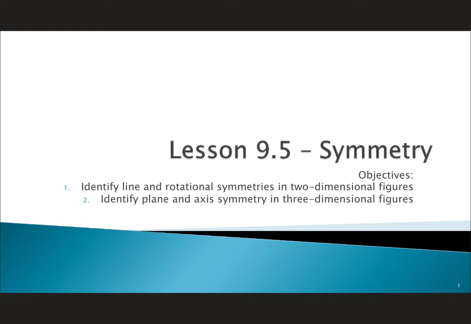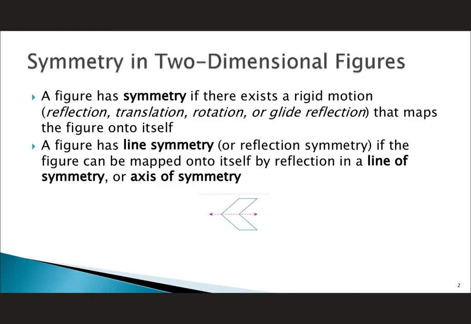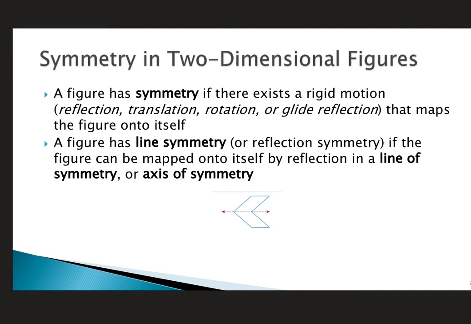Now, symmetry. The basic meaning of symmetry is, cut things in half. Things are even on both sides. When a figure has symmetry, that means that there is a rigid motion. And by rigid motion, I mean a reflection, a translation, a rotation, or a glide reflection. There's a motion that the figure goes around. And it's that going around bit that gives it symmetry.